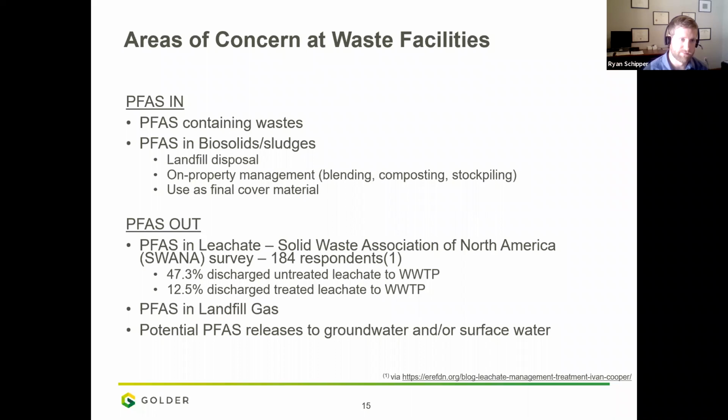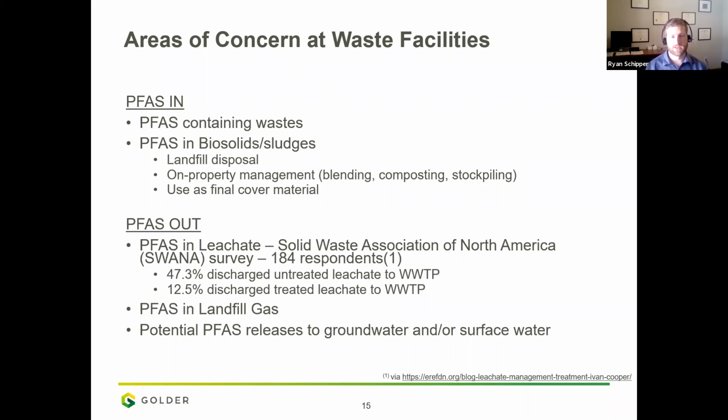So if the PFAS compounds aren't solidified or stabilized, we can get leaching of that going out into the landfill and then having issues with the leachate. So the PFAS out, obviously the big one is the leachate.